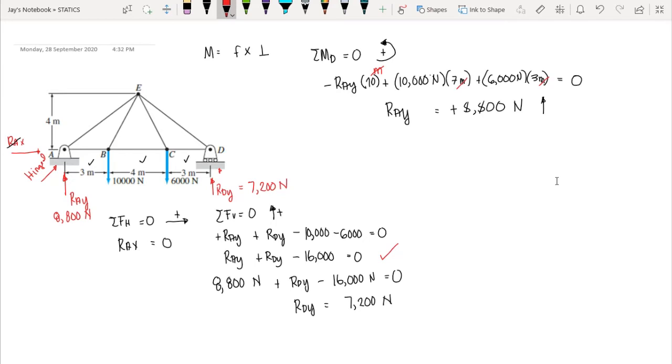Okay, so you choose the joint which has the lesser number of unknowns. In this case, we can use either A or D, since A and D have two members connected. If we use B or C, we have three members connected. It would be very difficult for us to compute for this member since we do not have at least one known value. So we can use A or D here as our initial joint to be considered.